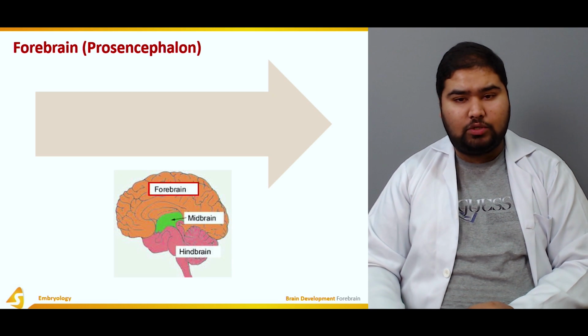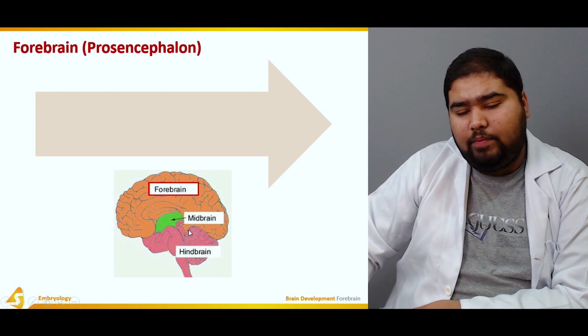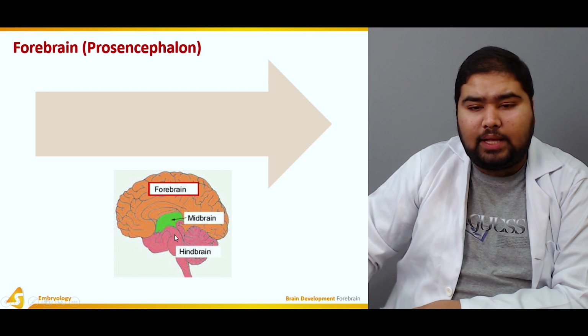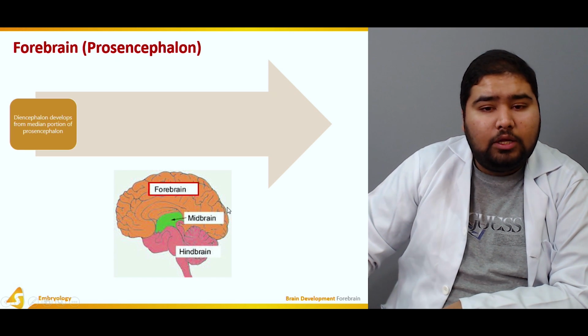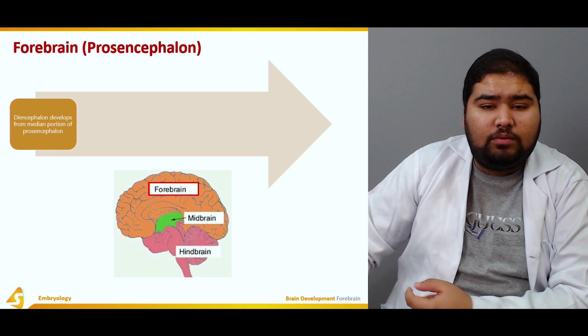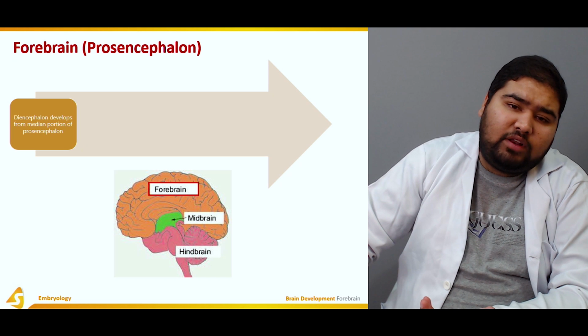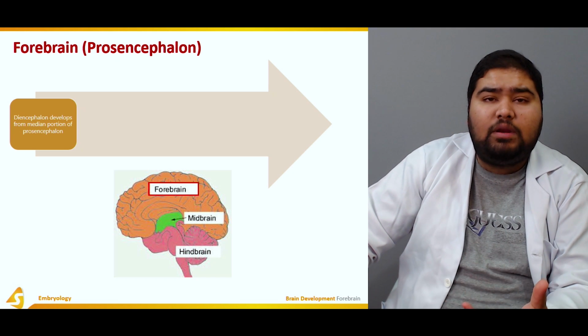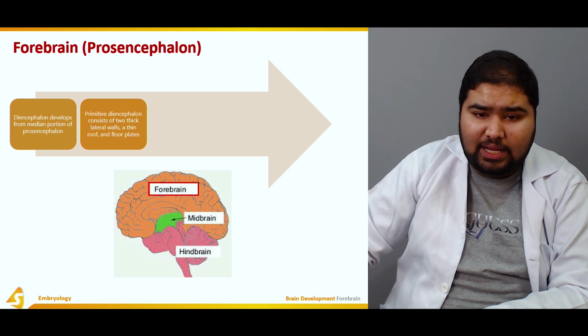So getting into it, the figure shows an adult brain. This in orange is the forebrain, in green the midbrain, in pink the hindbrain. We're talking about the development of the forebrain. So the diencephalon forms the median portion of the prosencephalon. Prosencephalon is the forebrain vesicle, the primary forebrain vesicle. It divides into a caudal portion which is known as the diencephalon.